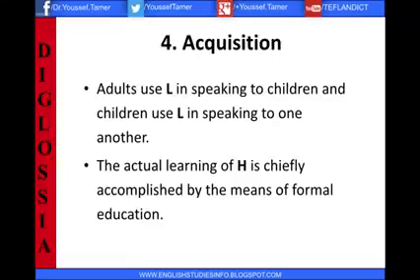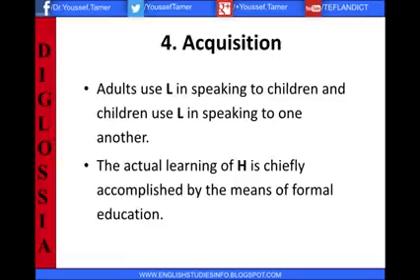The next feature is called acquisition. If we compare the acquisition of Moroccan Arabic to the acquisition of Standard Arabic, when do we learn Moroccan Arabic? At home, when we are children. And when do we learn Standard Arabic? At school. Now people who go to kindergarten learn it at the ages of 4, 5 somehow, but usually people learn Standard Arabic at the age of 7. So that's the difference in terms of acquisition. Adults use L in speaking to children, and children use L in speaking to one another.